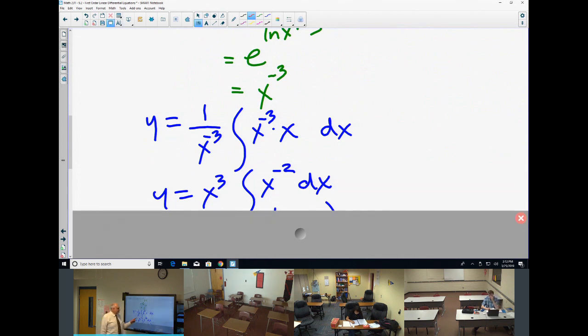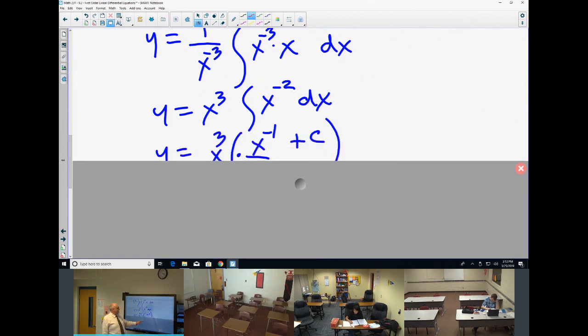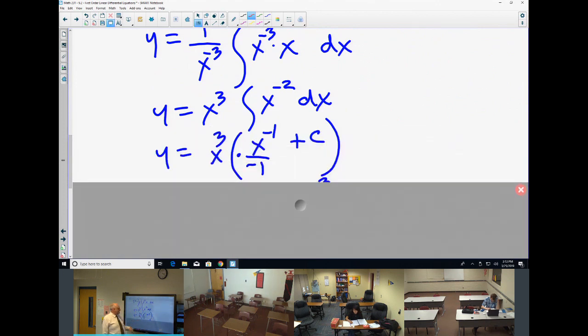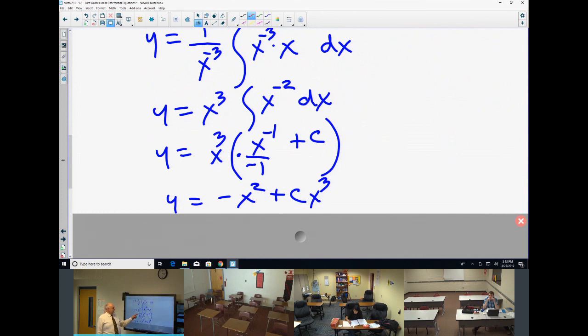And then I have the integral of x to the minus 3 times x to the first, which is x to the minus 2. And so now to do the integral of that, I add 1 to the power. So negative 2 plus 1 is negative 1. And then divide by negative 1, plus c. All right, so now I distribute this. And I'm going to get negative x squared plus cx cubed.